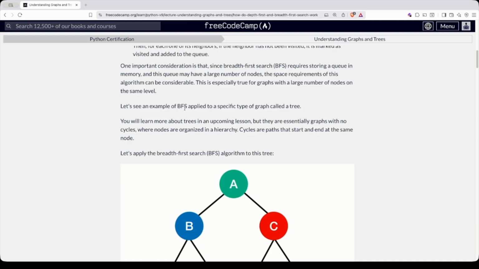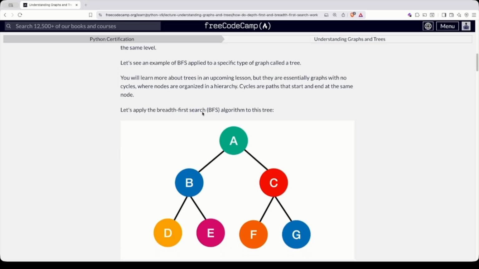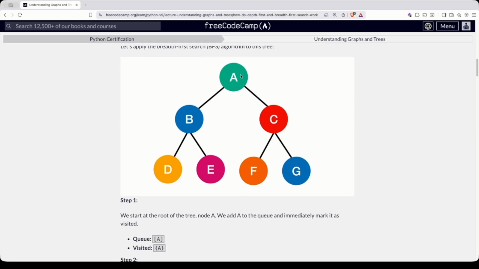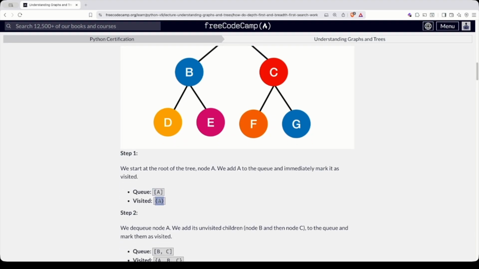Let's see an example of BFS applied to a specific type of graph called a tree. You will learn more about trees in the upcoming lesson, but they are essentially graphs with no cycles, where nodes are organized in a hierarchy and cycles are paths that start and end at the same node. Let's apply the BFS algorithm to the tree. So we have 1, 2, 3, 4, 5, 6, 7 nodes. We would start at the root of the tree, node A. We add A to the queue and immediately mark it as visited. So we have a list with the nodes and we have a set with visited.